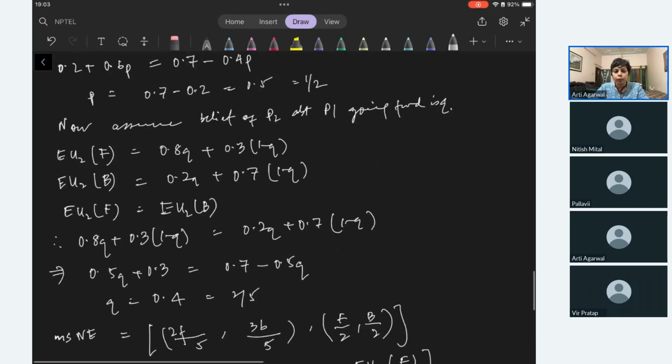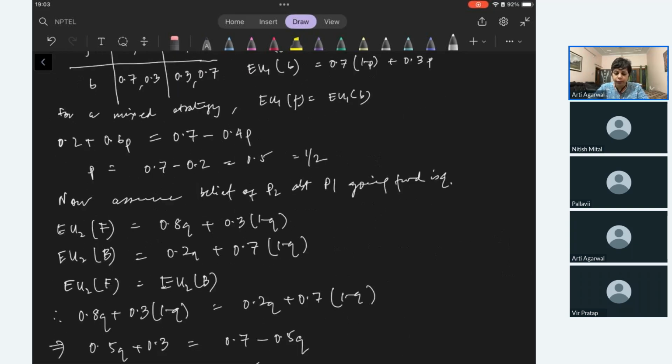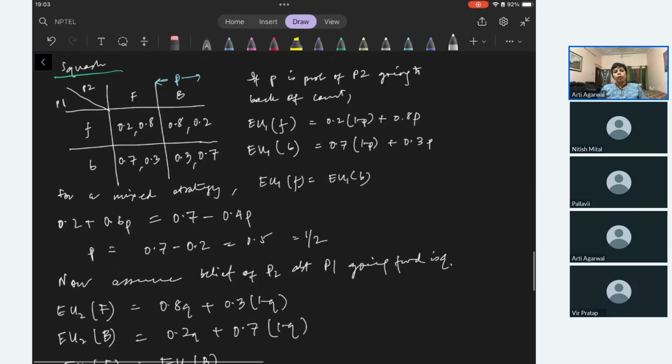So this is how you will calculate. First, you calculate the values of P and Q, and then in these equations, you plug in the values of P and the values of Q to get the expected payoff. In equilibrium, the expected payoff from both the strategies is going to be the same. That is why it's a mixed strategy.